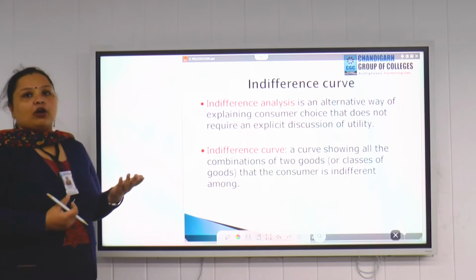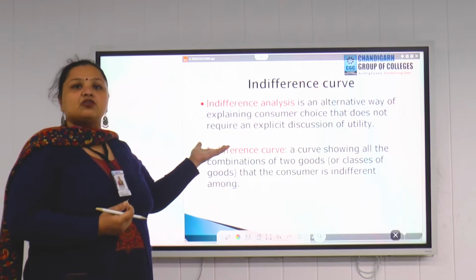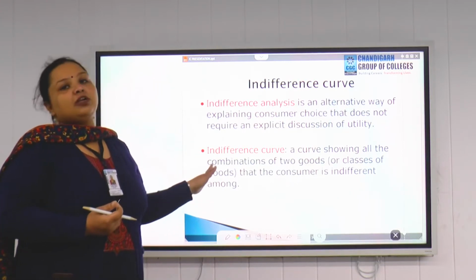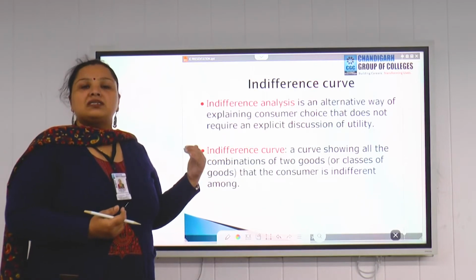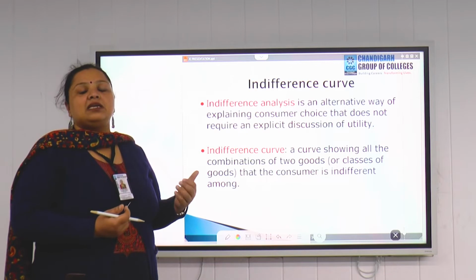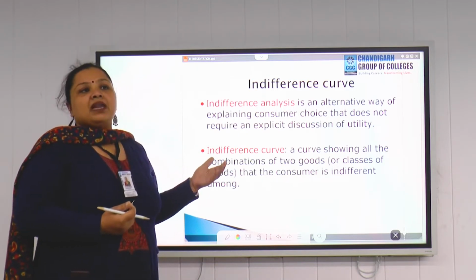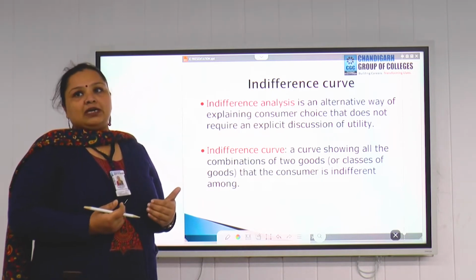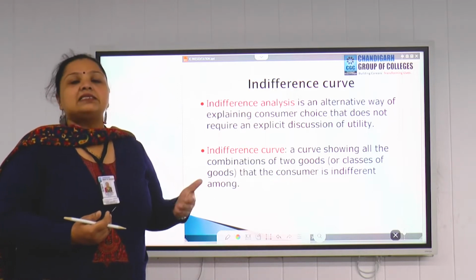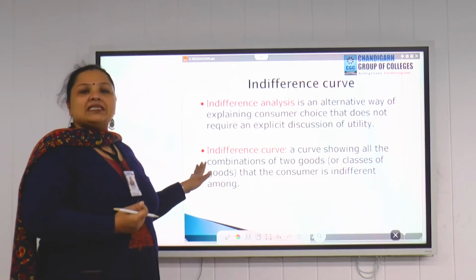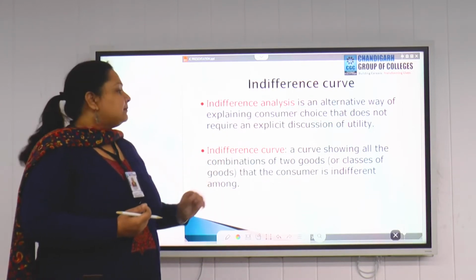But later on, indifference curve has improved this analysis of consumer behavior. According to indifference curve, consumption of a product is related to our psychology. We can't express this in numbers like 1, 2, 3, 4. We can arrange it in order. Like from the first cup of water, my satisfaction was more. From the second, satisfaction was less, and so on. So we can say that indifference curve is an improved version of utility analysis.